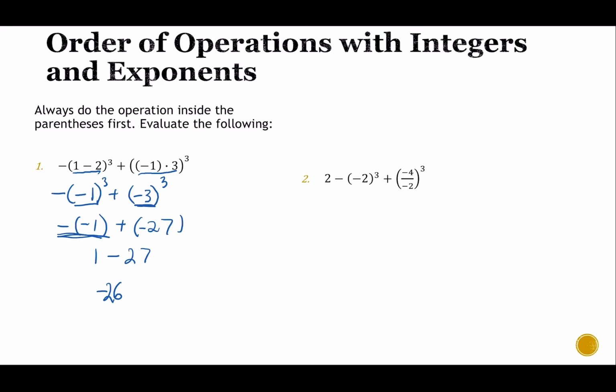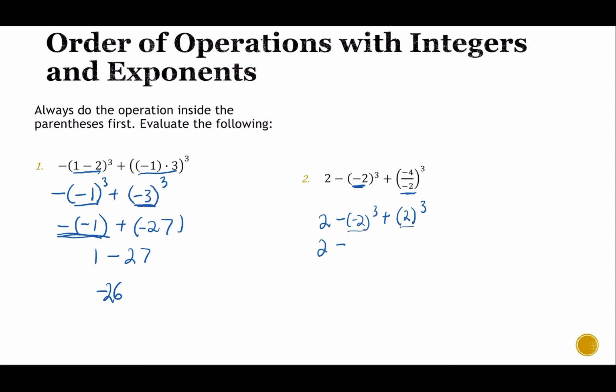For this second example, again, we look to simplify what's inside our parentheses. This is fully simplified, but I can simplify this. Negative 4 divided by negative 2 is a positive 2. So I have 2 cubed plus negative 2 cubed, 2 minus. Okay, so now I have 2 minus.